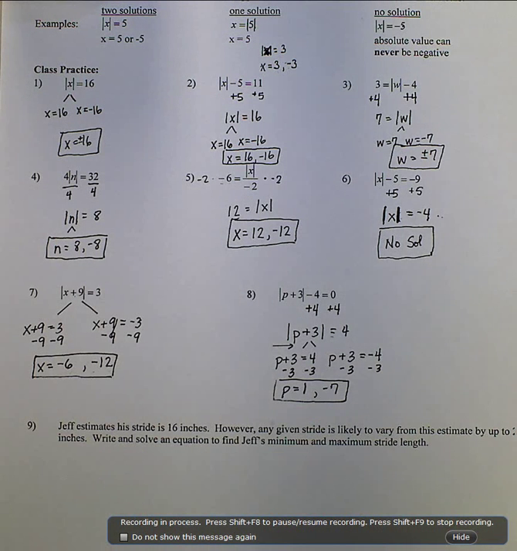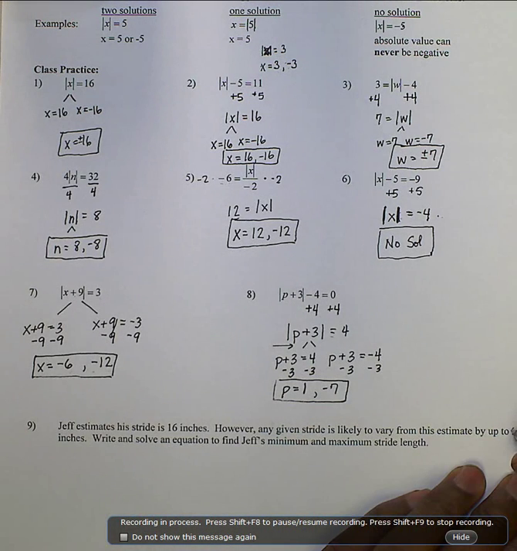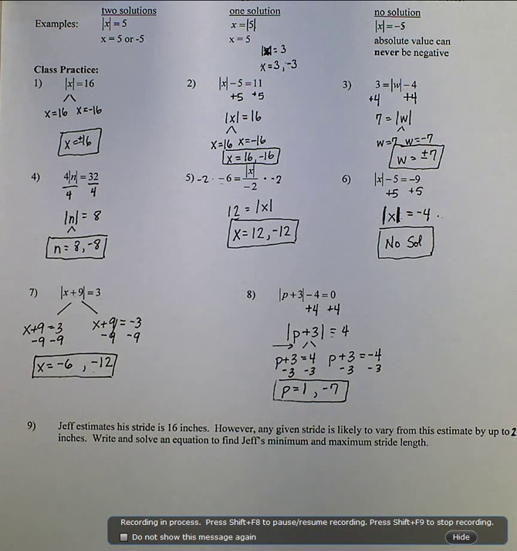Alright, so it says Jeff estimates his stride is 16 inches. However, any given stride is likely to vary from this estimate by up to, I'll say that says 2, by up to 2 inches. Write and solve an equation to find Jeff's minimum and maximum stride length. Okay, so let's try to set that up, and then I'll have an answer for you in the next video.